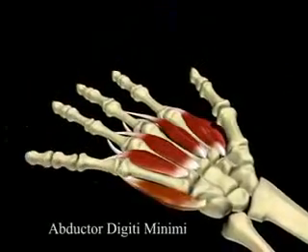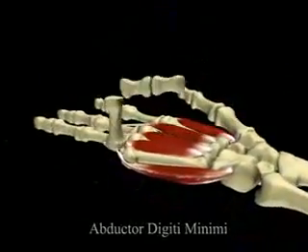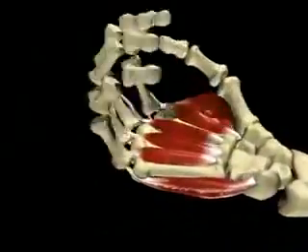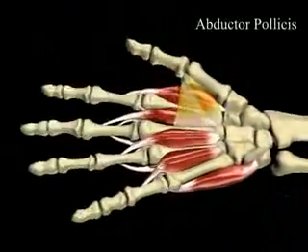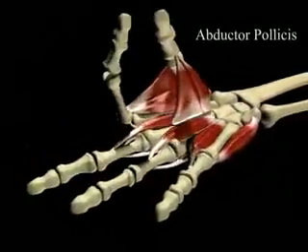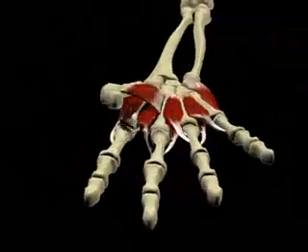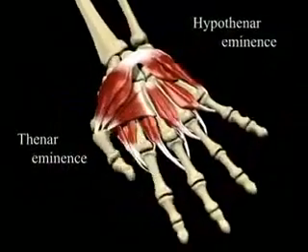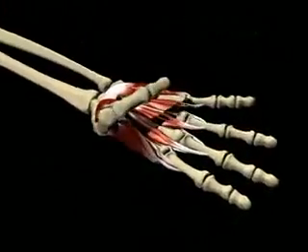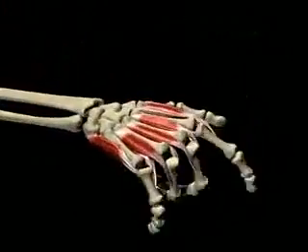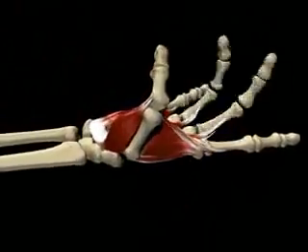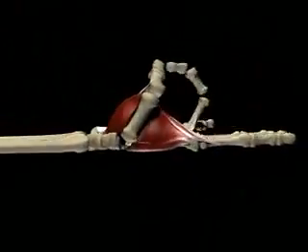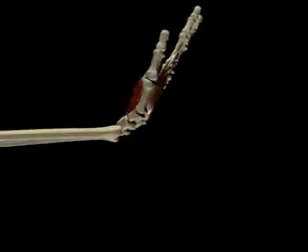The abductor digiti minimi abducts the 5th digit, i.e. the pinky finger. Comprising 2 proximal attachments, the adductor pollicis adducts the thumb towards the middle digits. The next set of muscles comprises the abductor pollicis brevis, the flexor pollicis brevis, and under that the opponens pollicis, which altogether make up the muscles of the thenar eminence. Hypothenar muscles integrate the flexor digiti minimi, the abductor digiti minimi, already shown, and the opponens digiti minimi.